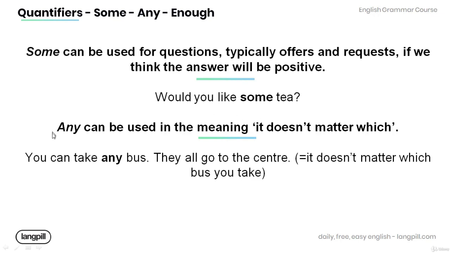Also note that any can be used in the meaning of it doesn't matter which. Have a look at the example over here. You can take any bus. They all go to the center. Meaning, it doesn't matter which bus you take.